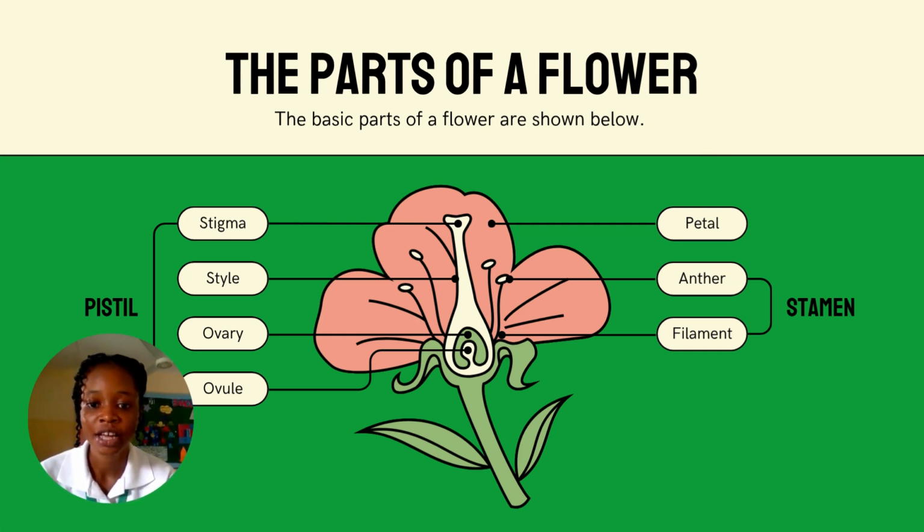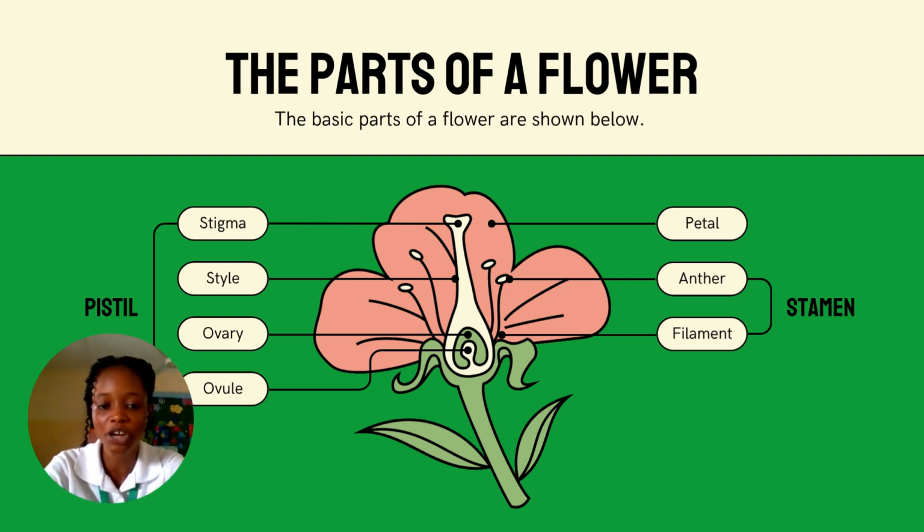As you can see on the screen, you can see a flower and the parts are labeled. These flowers are divided into the male part and the female part. The female part is the one on your left side, where you have your stigma, your style, and your ovary. You can see where each of them is located on the flower, and together they form the pistil.